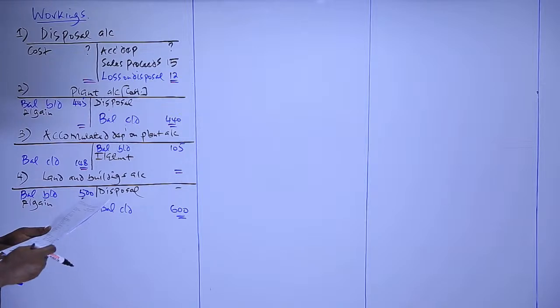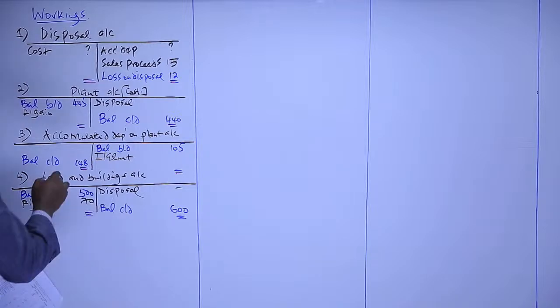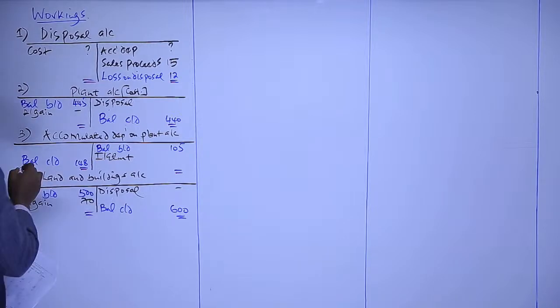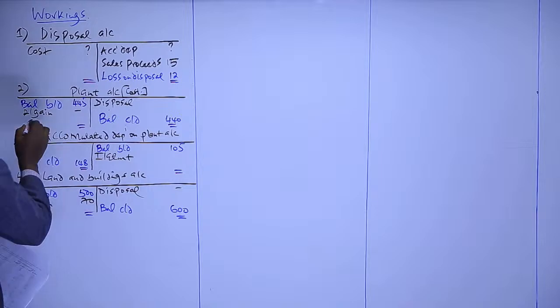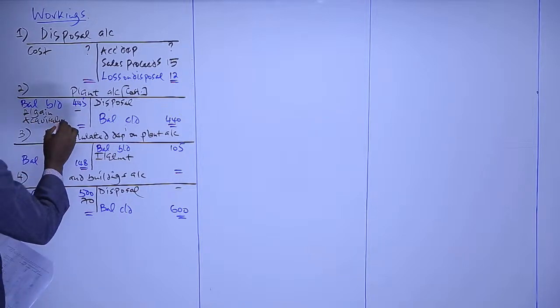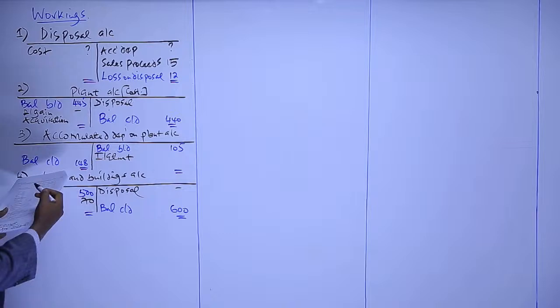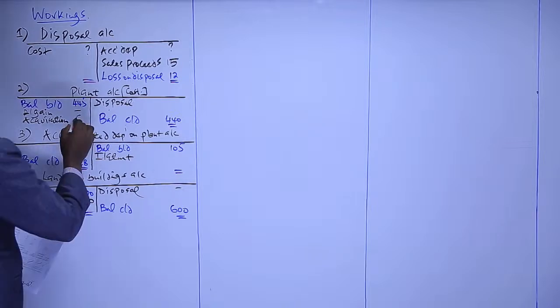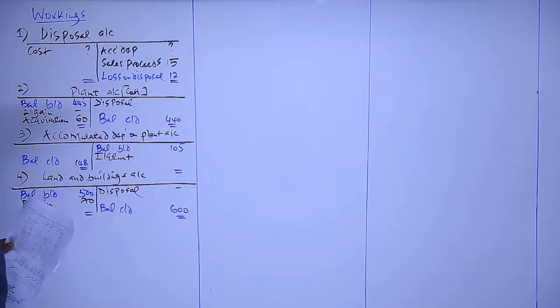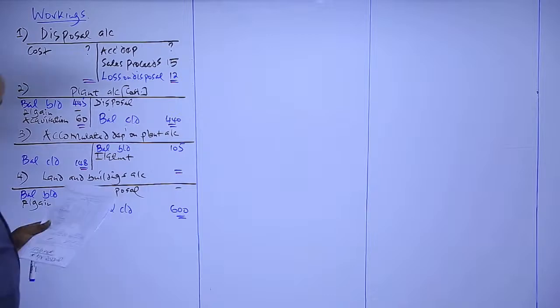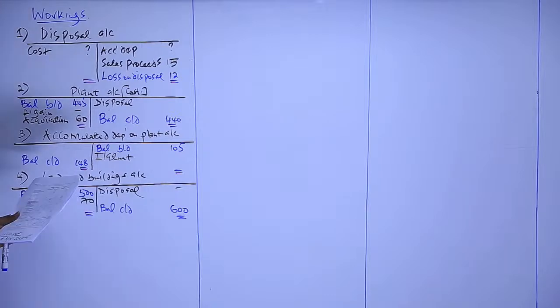But also in note number 3, we have this new plant which was acquired. Remember, for plant and equipment, for plant there was no revaluation gain, but you are given the acquisition. The new plant acquired had a cost of 60. I think that's what you're given in note number 2.